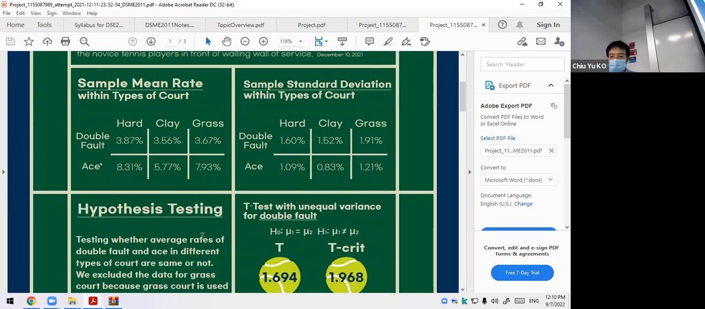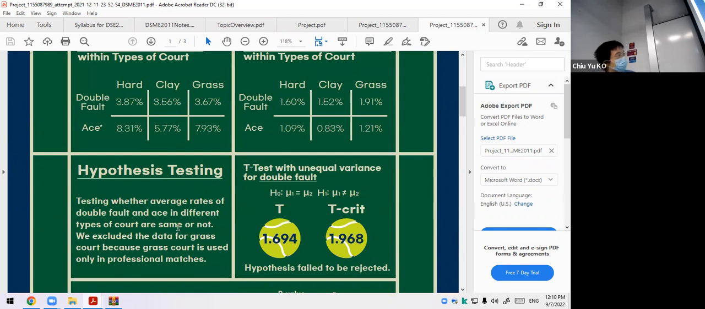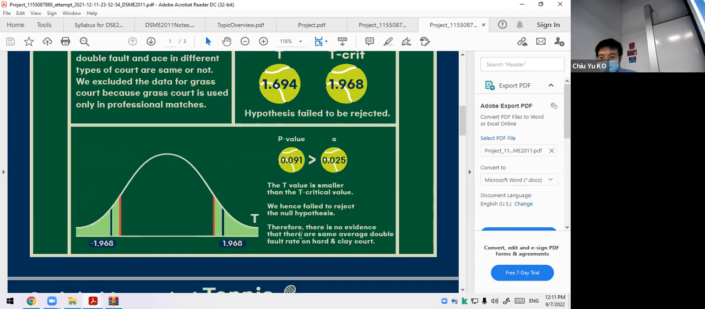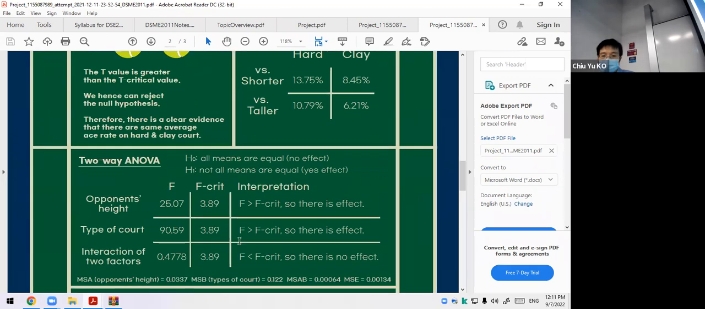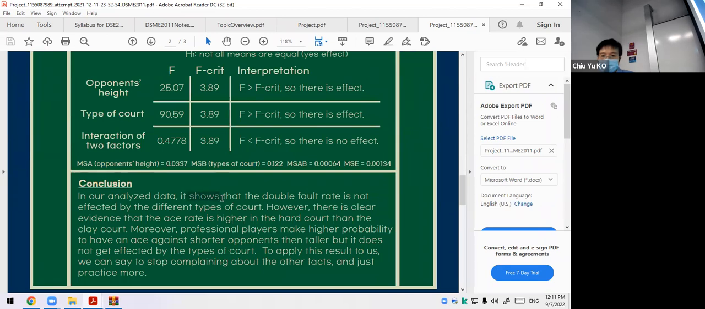Okay, and what they found for the testing is they try to compare the 2 things based on the data. Okay, so what they figure out is there's no difference between hard and clay court. Okay, they're the same. Look at double fault rate, doesn't really matter. But the ace rate is higher in the hard court than clay court. Okay, and that's what they found.